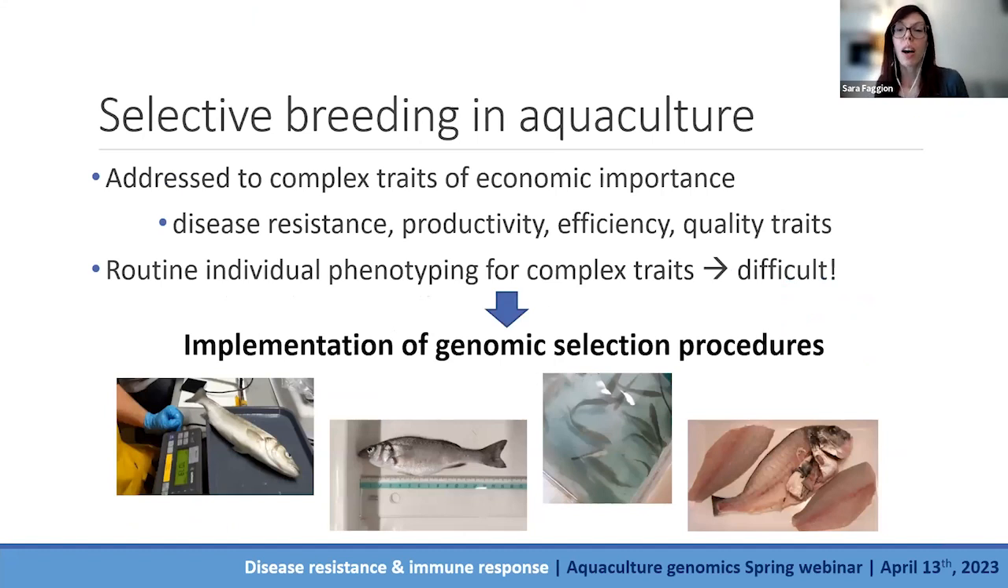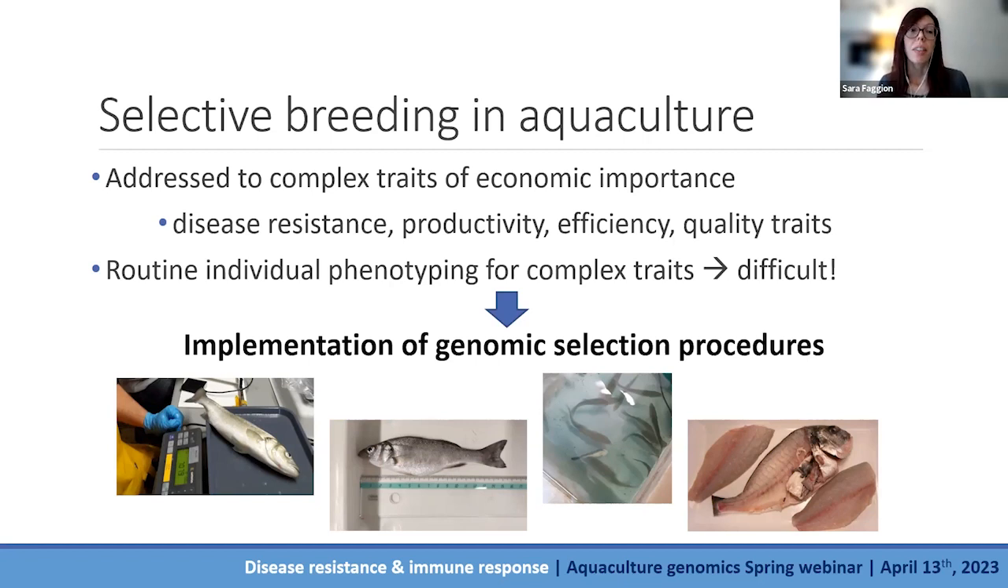So just to provide a brief background. Selective breeding in aquaculture is mainly addressed to complex traits of economic importance, and common target traits are disease resistance, productivity, efficiency, and quality traits. Trait phenotyping of the breeding candidates or their relatives is necessary to estimate breeding values and select the new breeders. And this is mainly what is done in traditional selection.